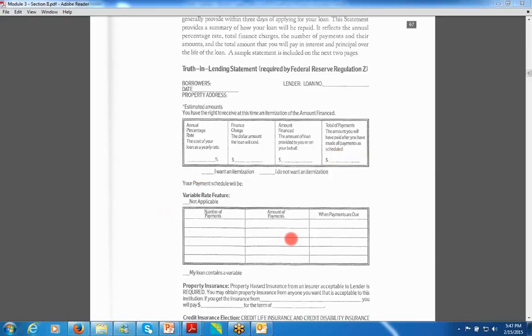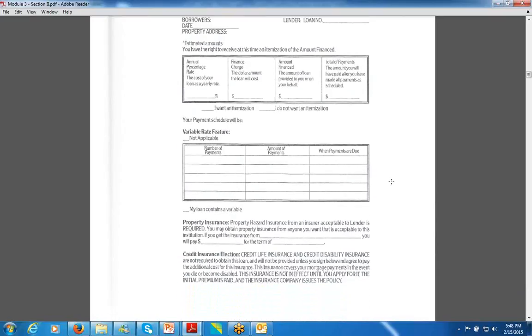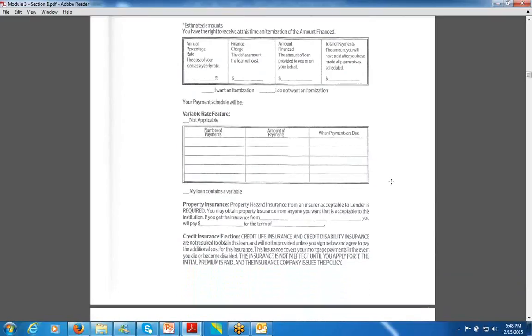Now, if you got a variable interest rate, which we talked about you not wanting, it'll explain those features and the way they pay down. For a fixed loan, it'll have 360, the amount of payments, and when they're due and when it's paid off. Period. Straightforward. That's all you want to see. I do not wish to see any of you in a variable adjustable mortgage at this point.